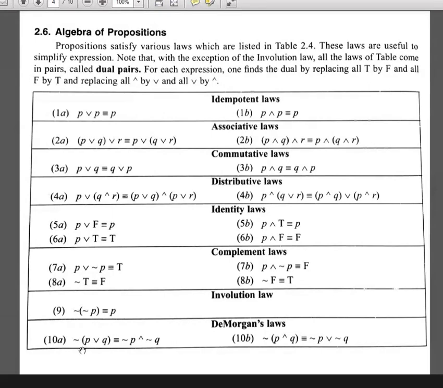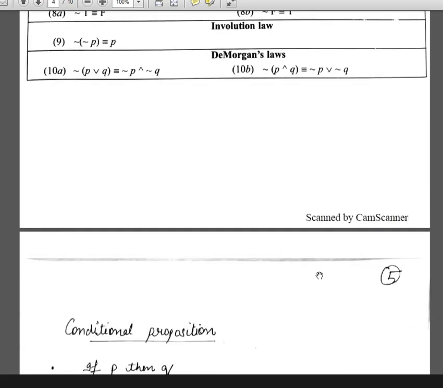Negation of P or Q. If you want to open the bracket, it becomes negation P, but the sign will change. If it is a disjunction, it will be converted into a conjunction, and 'and' converts into 'or'. So it will become negation P and negation Q. Same if it is an 'and' sign here, it will convert into 'or'. Either you can write 'or' or you can read disjunction.